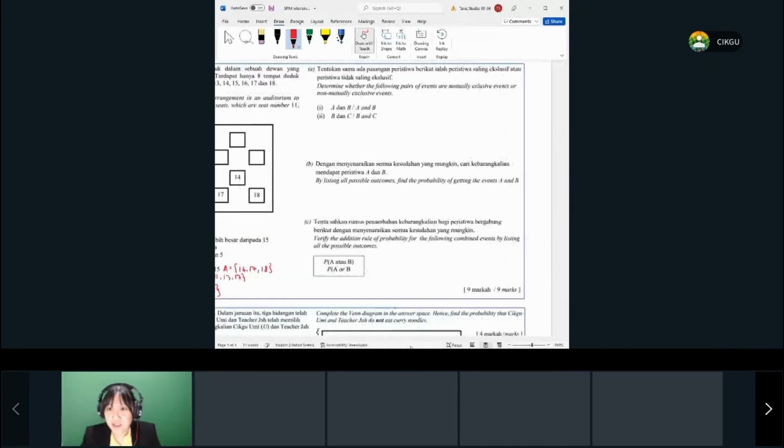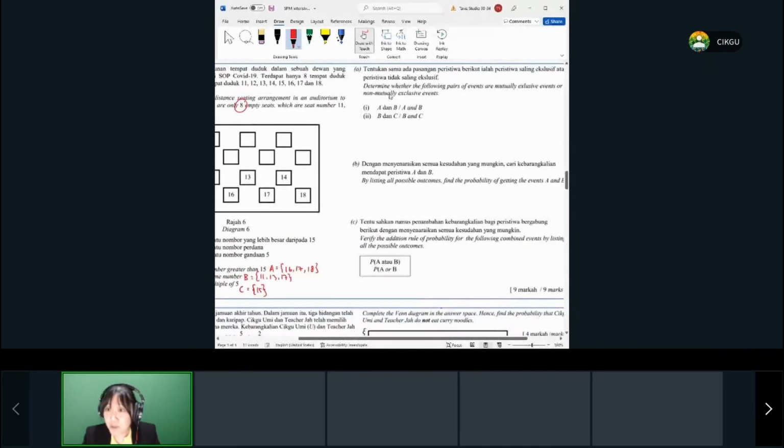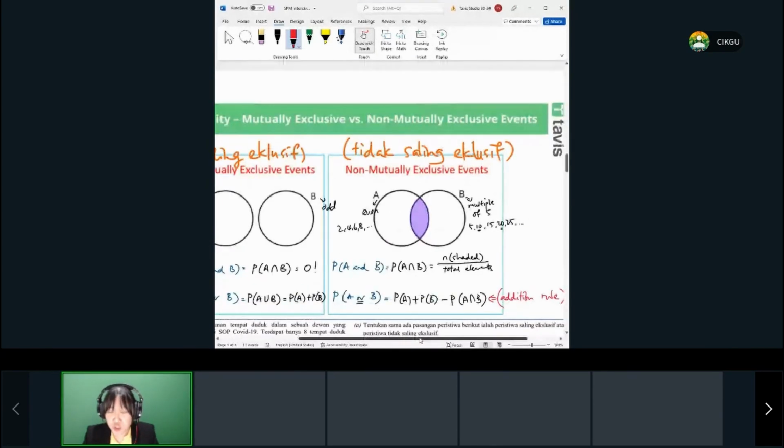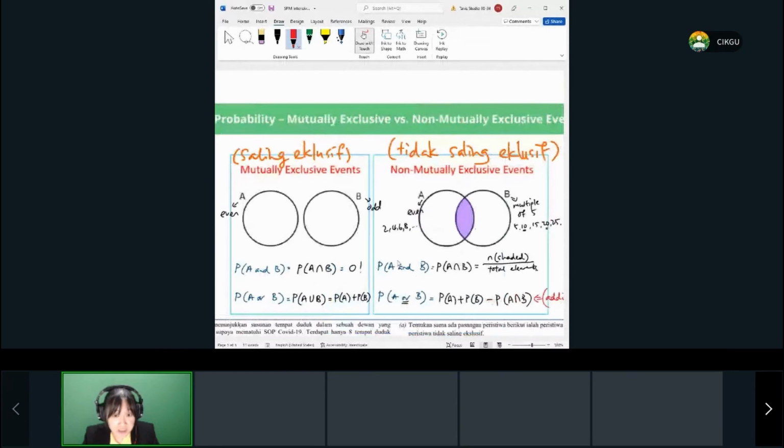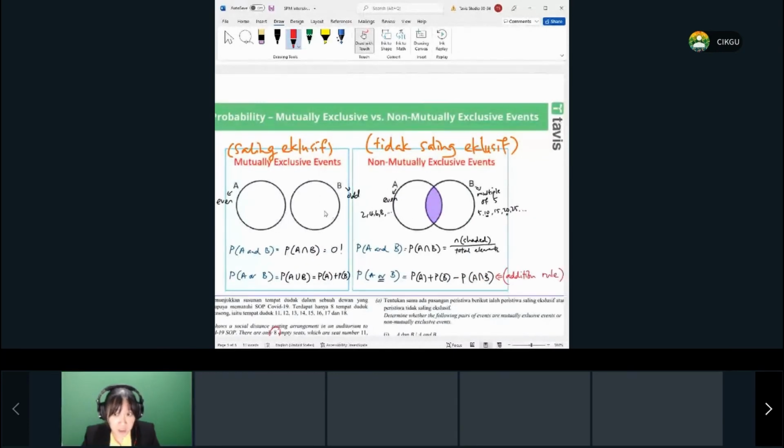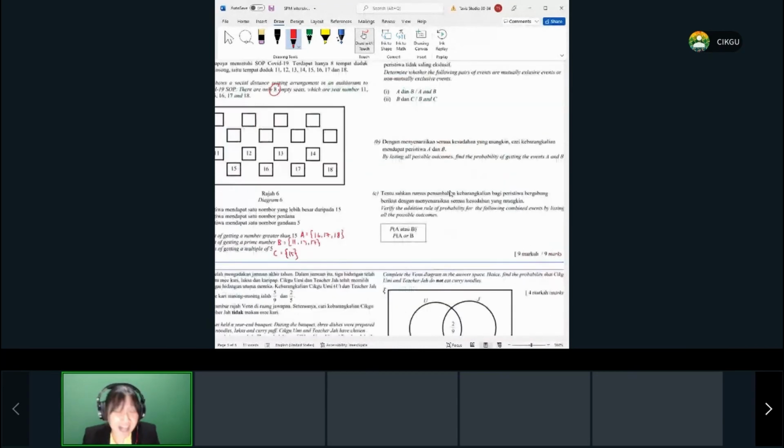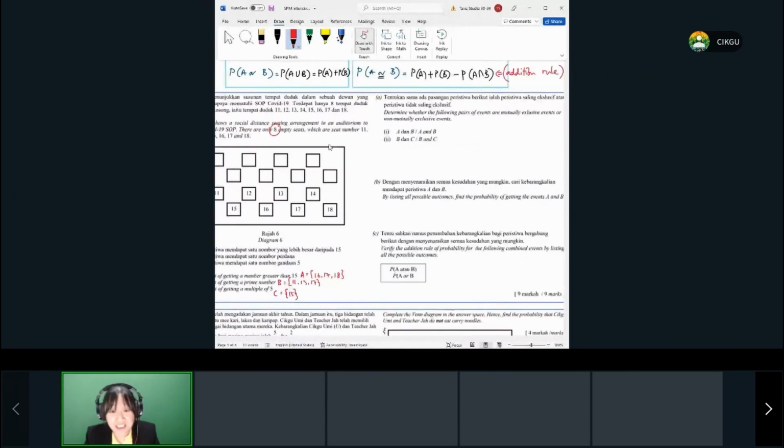Part A. Determine whether the following pairs are mutually exclusive or non-mutually exclusive. Okay guys, there are a few ways to do it, but personally, if it's mutually exclusive, that means the sets will not overlap. If it's non-mutually exclusive, that means they will overlap. So I think for this case, it's easier if you just draw a Venn diagram, the set diagram. Okay, so let's do that now.